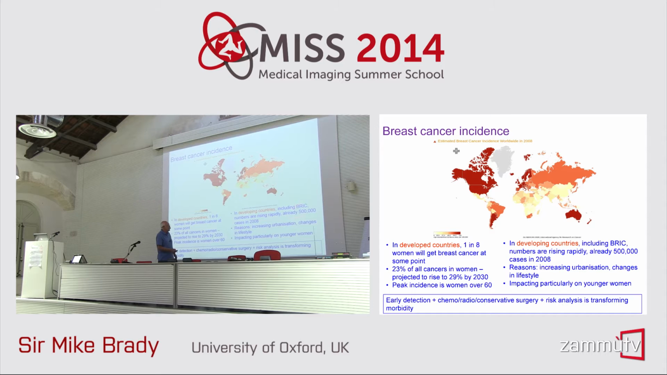So there's already 500,000 cases, and the reasons we now understand are increasing urbanization and changes in lifestyle, changes in diet, changes in stress. Very little of cancer today is purely genetic. Very little as we understand it, but that could just be our ignorance. Okay, and all of this is impacting particularly on younger women, but we don't really have ways of detecting tumors in younger women yet.